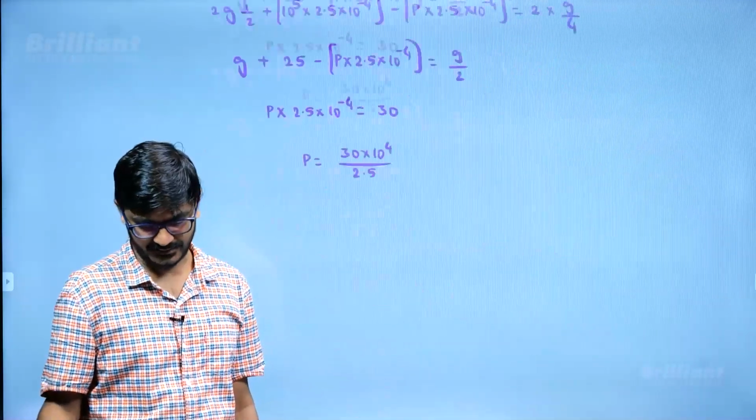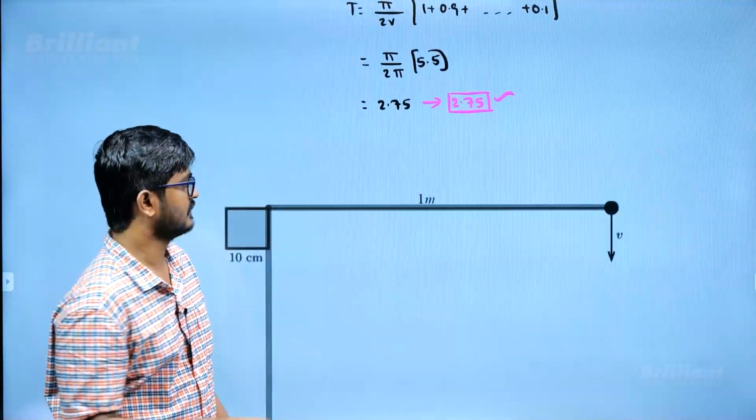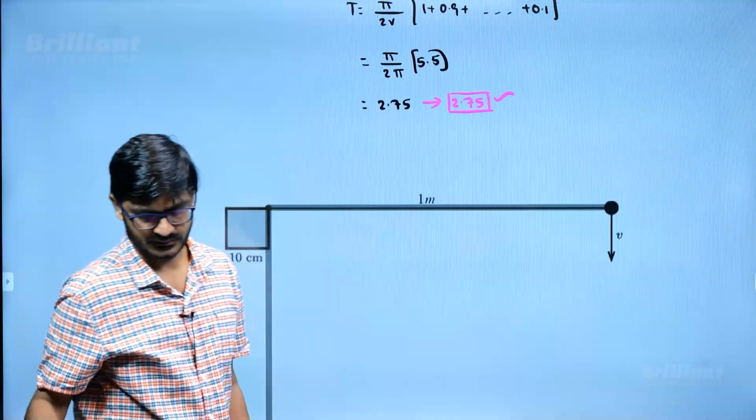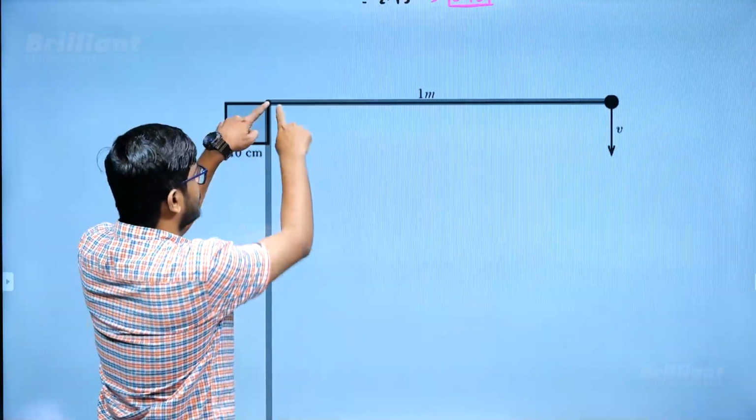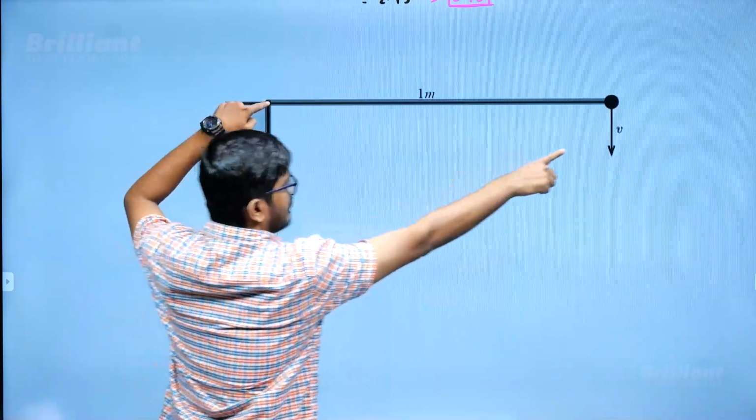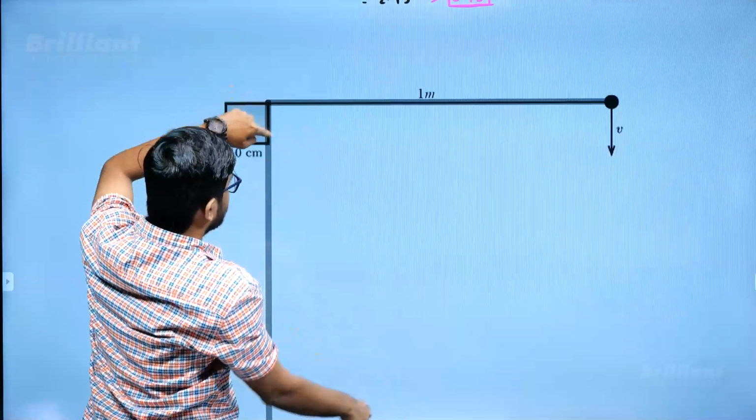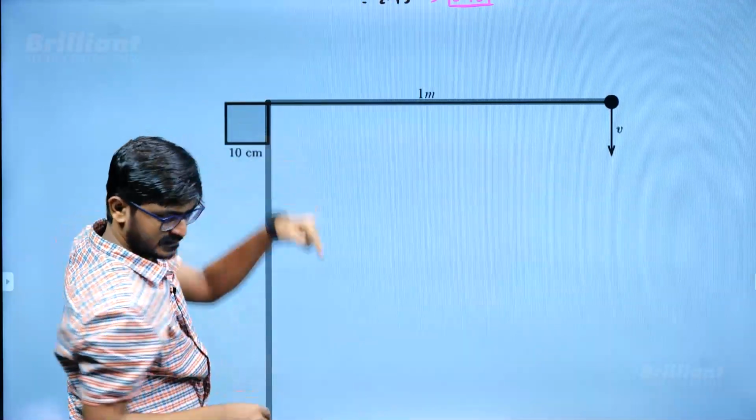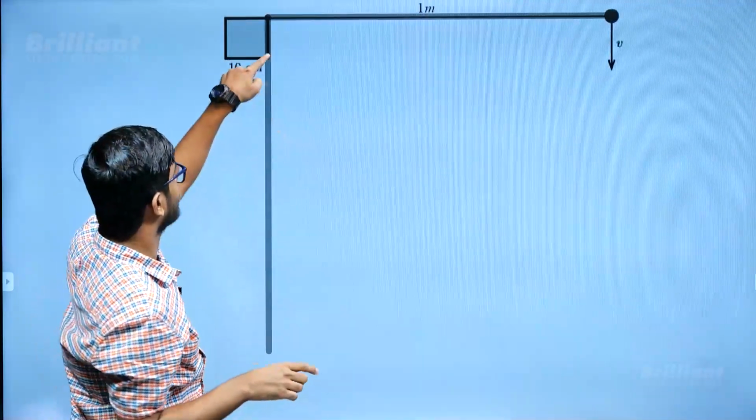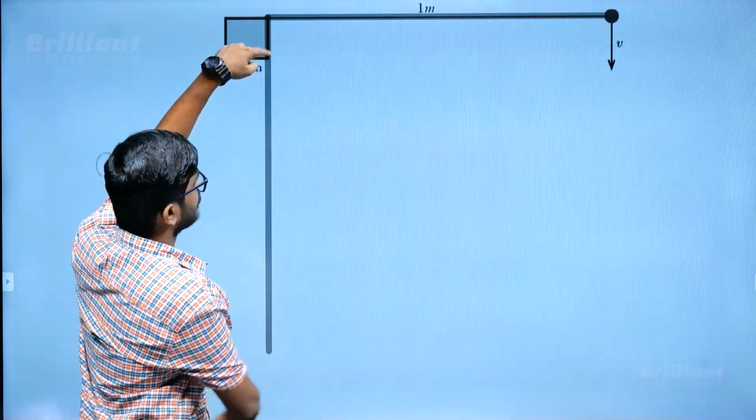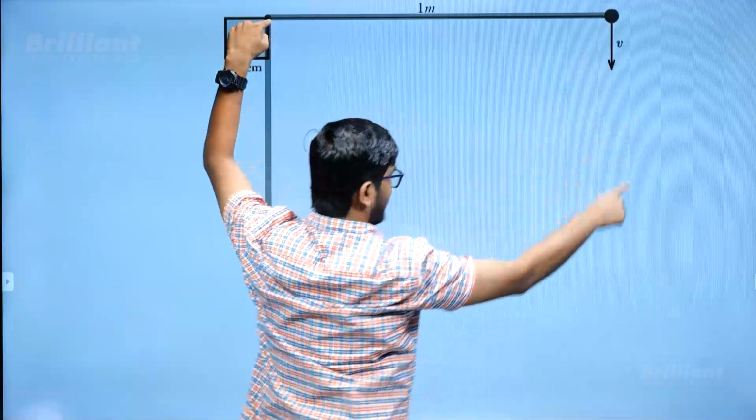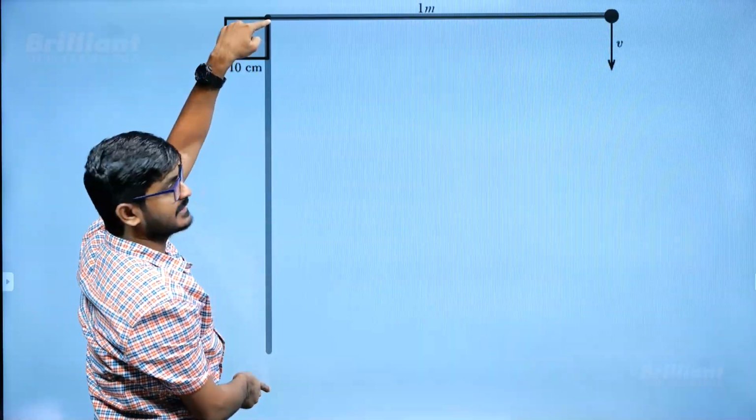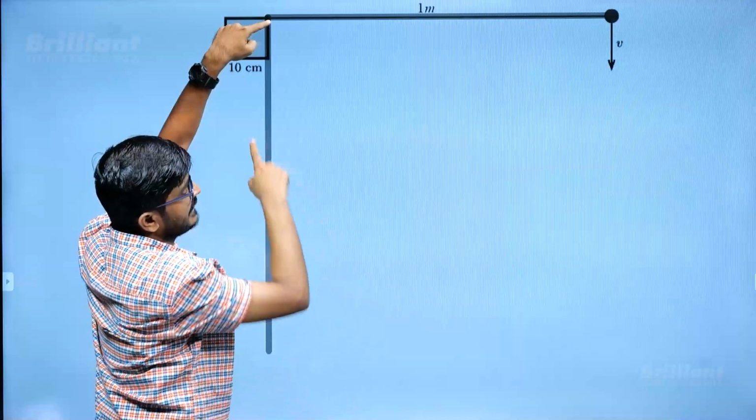So what is going to happen? It's like you are giving a velocity like this. So it will be performing circular motion about this point, till it hits this position. Once it hits this position, what is going to happen? It will perform circular motion about this point. So from here to here, it rotates through an angle of 90 degrees. So the radius is 1 meter.